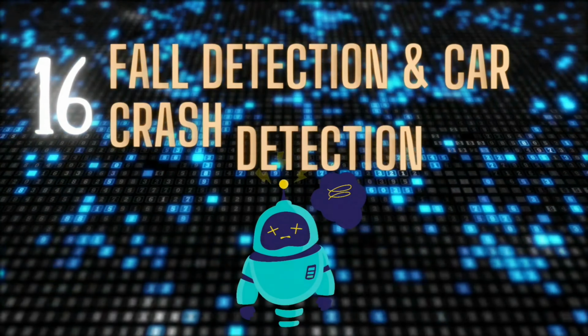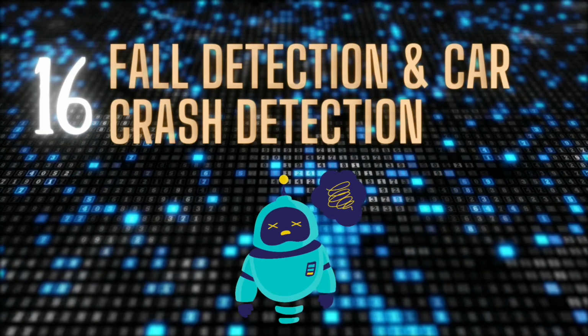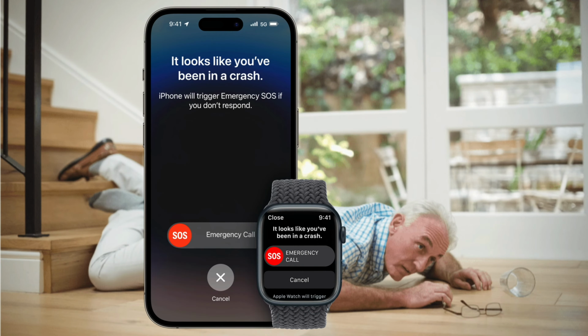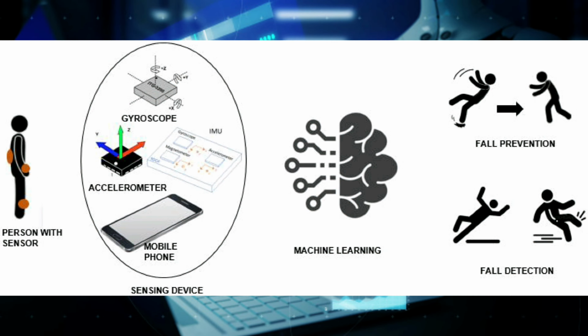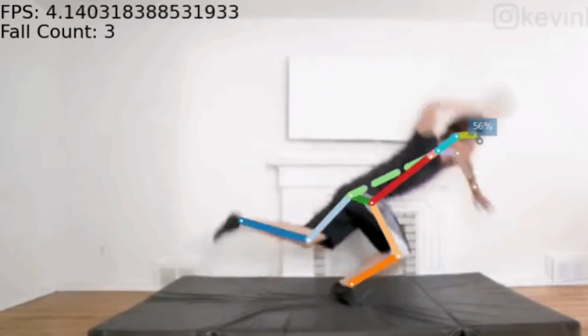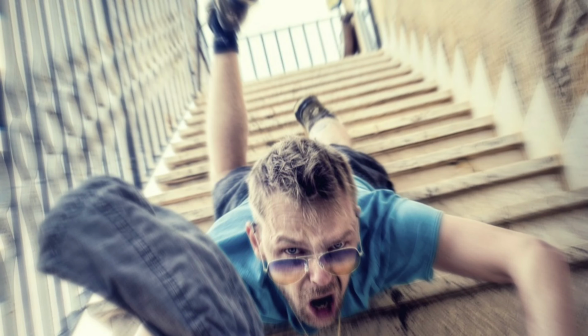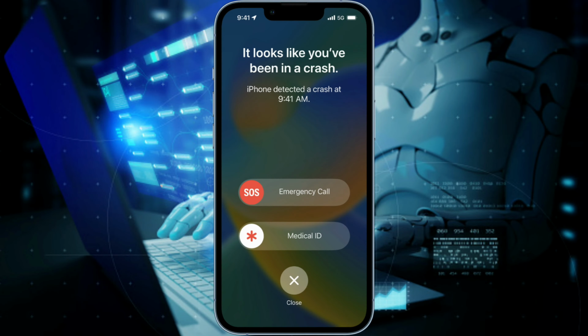Number 16. Fall detection and car crash detection. The newest Apple Watches come with a fall detection feature that alerts the nearby emergency team when it senses you had a hard fall. It uses data from the accelerometer and gyroscope to sense the fall and leverages AI algorithms to accurately sense a hard fall and save the person in trouble.